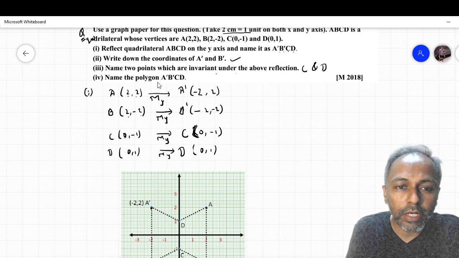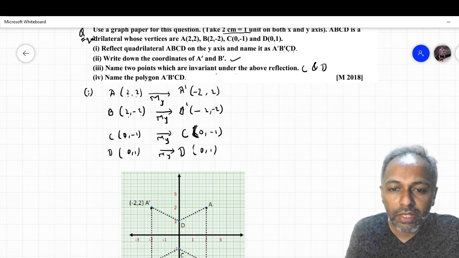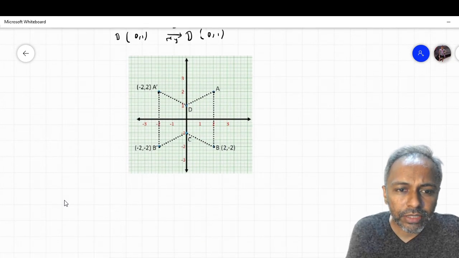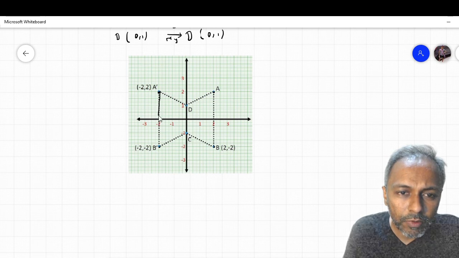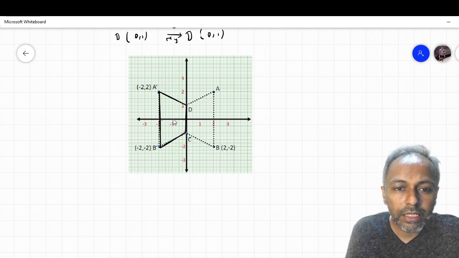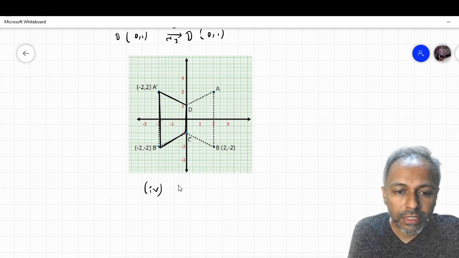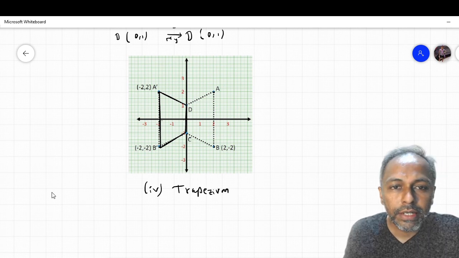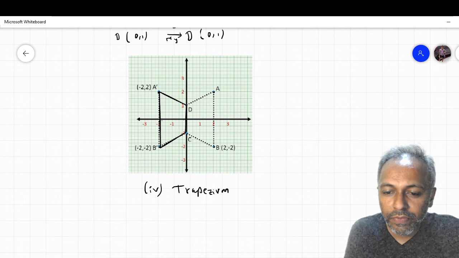And now you have to name the polygon A dash, B dash, C, D. So this reflected polygon A dash, B dash, C, D is the polygon that we are talking about. This is nothing but a trapezium, right? These two are parallel. The y-axis and the A dash, B dash lines are parallel. So this is a trapezium. So your fourth answer is that the quadrilateral A dash, B dash, C, D is a trapezium, right? You get 4 marks for this.